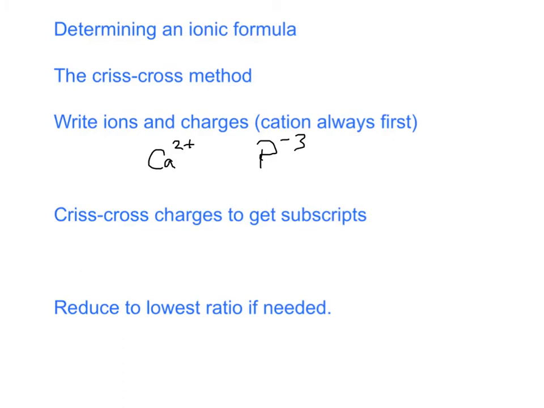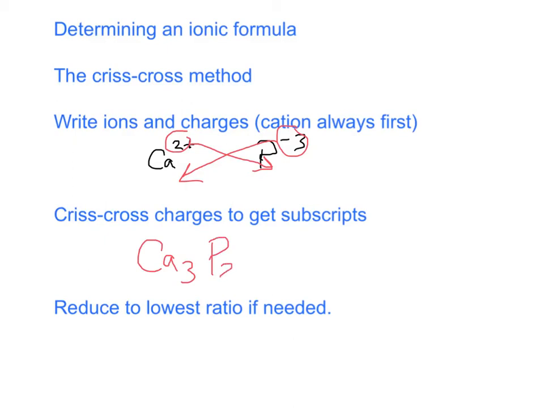Okay, so what's next? Well, it's called the crisscross method. So we take the charge from the one and we transplant it down to the subscript of the other, and you do that for both. So in this case, it becomes Ca with a subscript 3. You get rid of the charge, and it becomes P2.